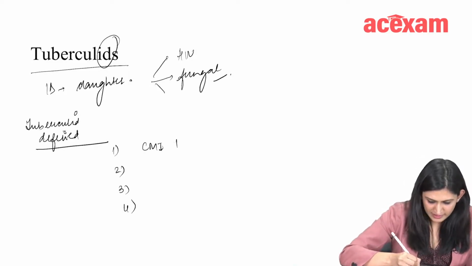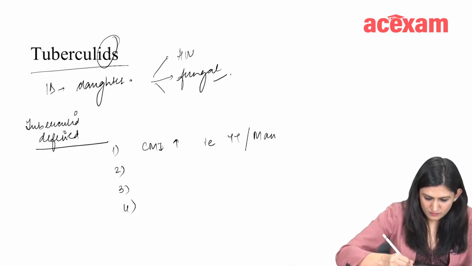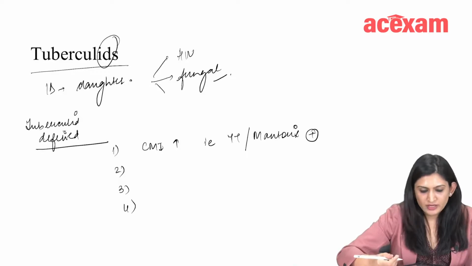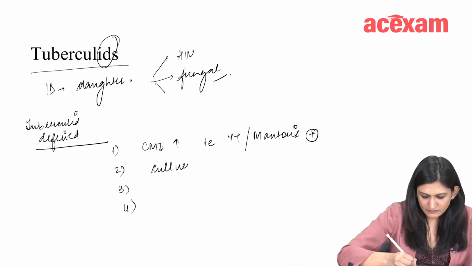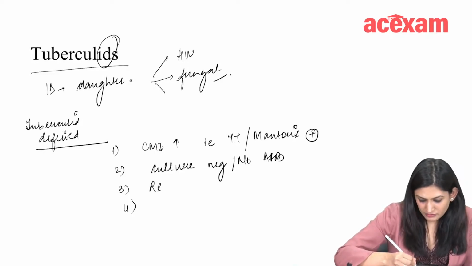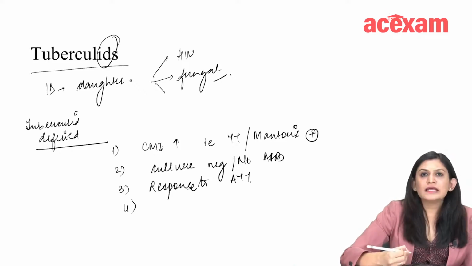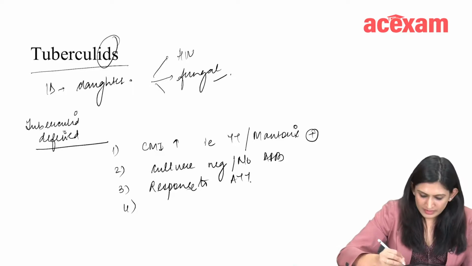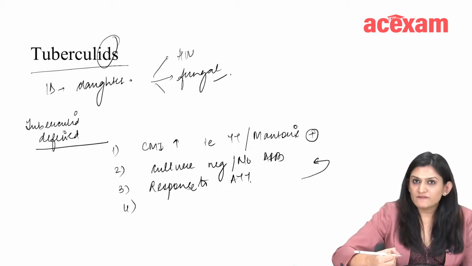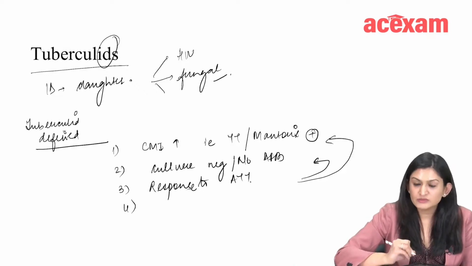when the CMI of the host is high, that is, the tuberculin test or the Mantoux test is positive. The Mantoux test or tuberculin test is the manifestation of the host immunity, so that's high. There is a negative culture, that is, there are no acid fast bacilli on the culture, but the patient responds to ATT. In any condition, if the patient responds to ATT, which is anti-tubercular treatment, that means there should be some infection somewhere. But when we culture or biopsy, there are no AFB, so it's culture negative. But there is still some hypersensitivity present, and that's why CMI is positive.